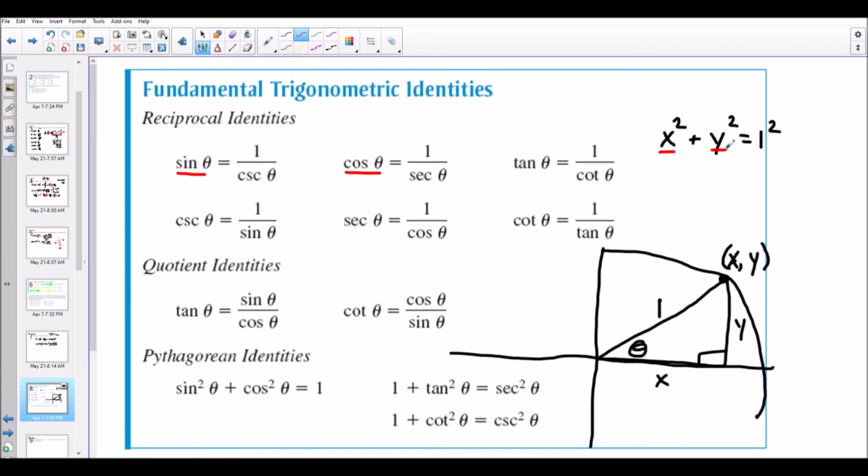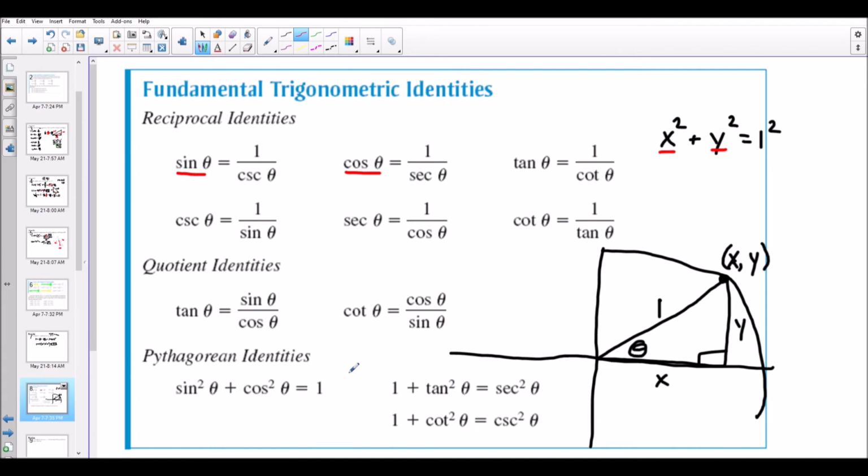Now, they reorder these to make it sine squared plus cosine squared, but it really doesn't matter which order you go in. It could be sine squared plus cosine squared or cosine squared plus sine squared. It's the same thing. You've got addition going on. And then they can extrapolate these other two Pythagorean identities based on this identity.